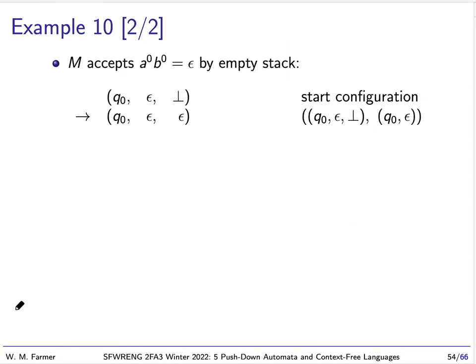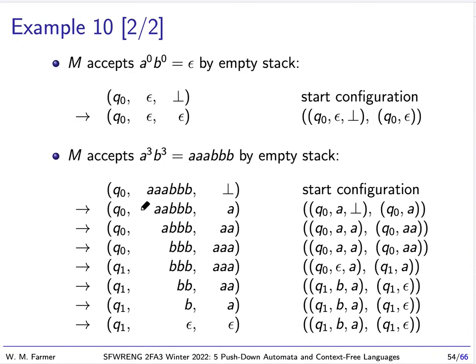Okay, so let's verify that this machine accepts the string A to the 0, B to the 0, which is the same as the empty string, by empty stack. Well, here will be the start configuration. We have this transition. We're not reading anything, and we have on top of the stack the initial symbol. We can pop that off and put nothing on it. That puts us into this configuration, which means we will accept the empty string. So that's how we accept the empty string.